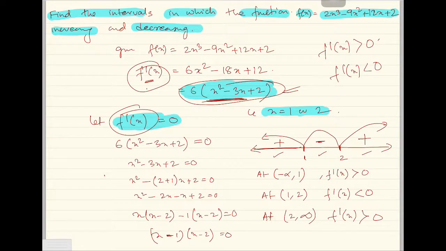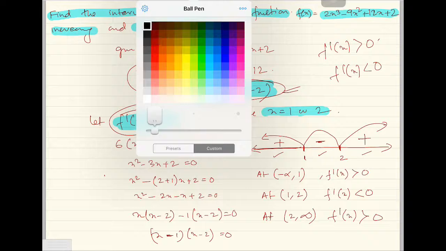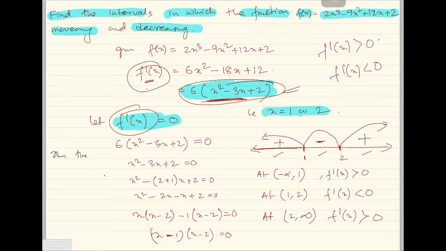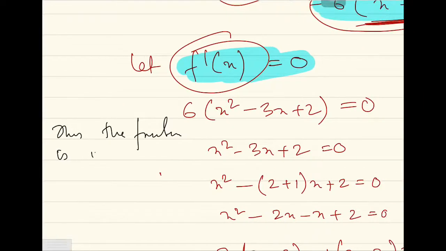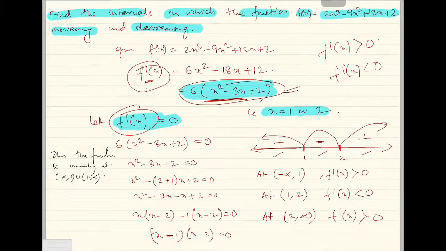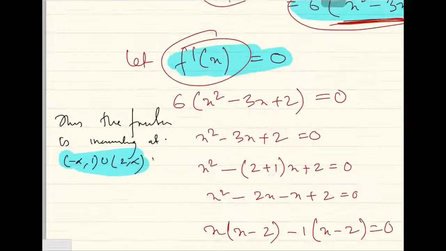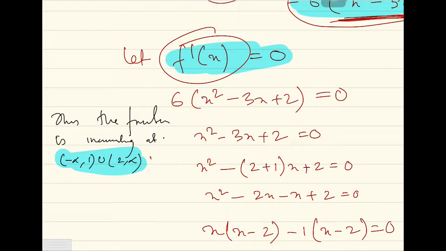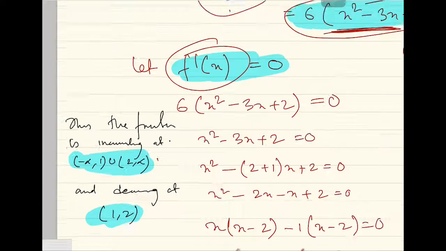So what do I write? Let me write it down at the side here with a different color, black. So I'll write thus the function is increasing at minus infinity to 1 union 2 to infinity. Isn't it, everyone? Two intervals are there where it is increasing, this one as well as this one. That's why I write between minus infinity to 1 and union 2 comma infinity is increasing, and decreasing at 1 to 2. So that is the interval where the function is decreasing.